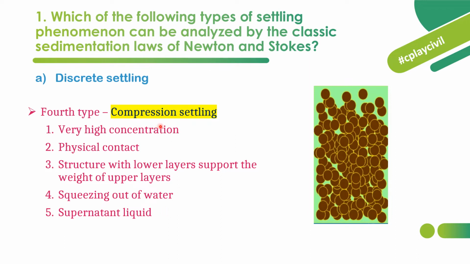So these are the four types of settling phenomena we have seen. Now let's move on to the second question.